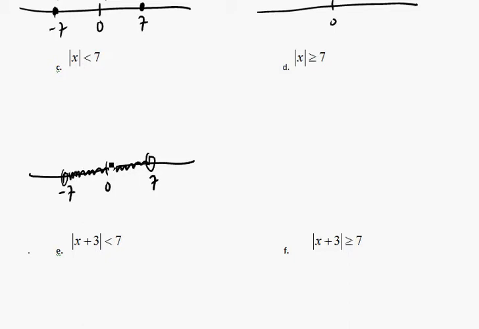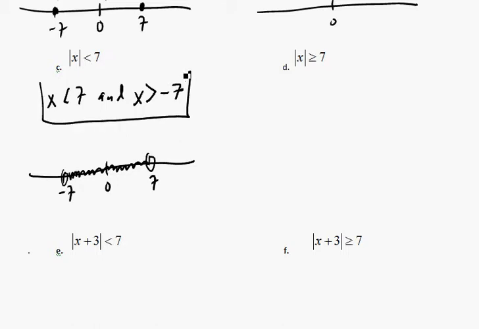Now, in order to represent our solution, we would have to write a compound inequality, because our solutions have to be both less than 7 and greater than negative 7. So our solution would be x is less than 7 and x is greater than negative 7. And it's essential that we include the word "and" to show that our values of x have to be both less than 7 and greater than negative 7. Our values of x have to make both of these inequalities true in order to make this absolute value inequality true.